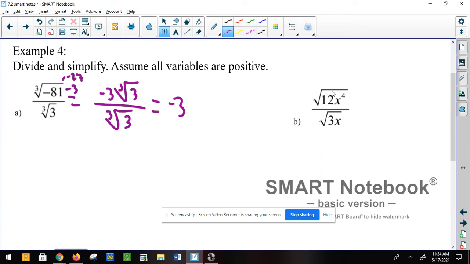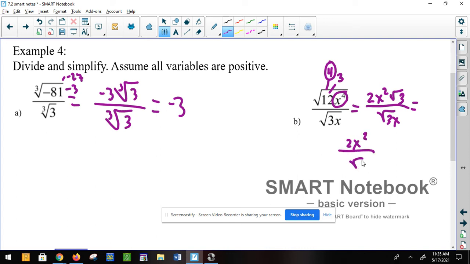All right, 12 can break into 4 and 3. Now we're talking about square roots, right? So 12 has a square factor of 4. X to the fourth is a perfect square. So when I simplify that, I end up with square root of 4 is 2. Square root of x to the fourth is x squared. And then square root of 3 is left behind. All divided by square root of 3x. So the square roots of 3 can cancel out, and you're left with 2x squared over square root of x.